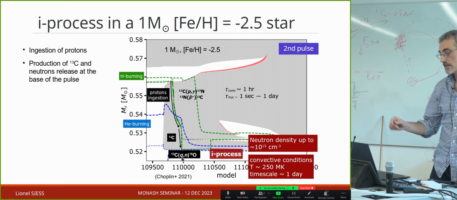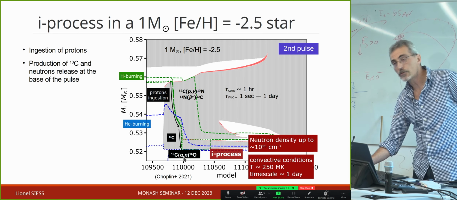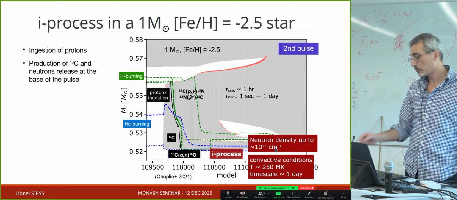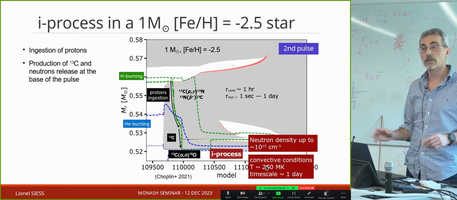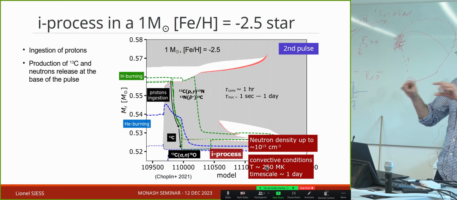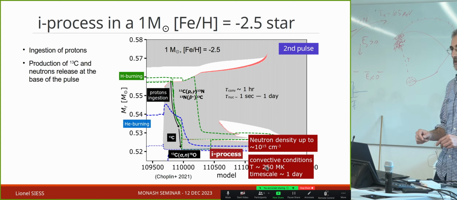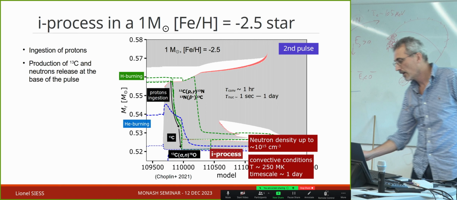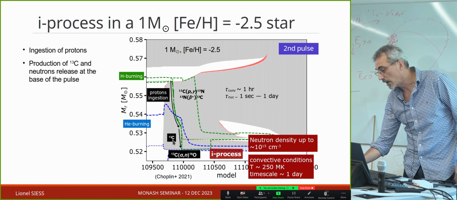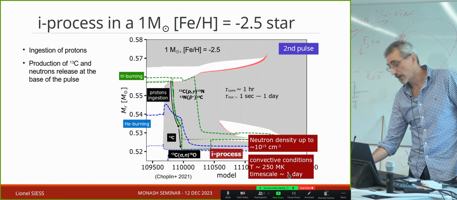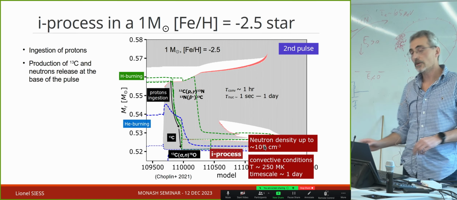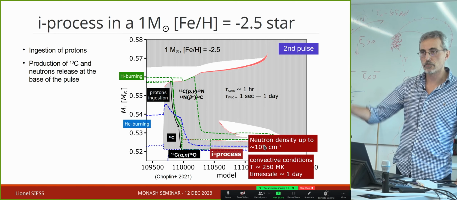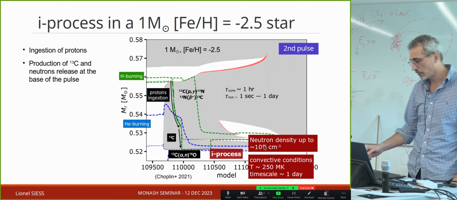But the thing is that where the neutrons are released, the temperature is much higher than in the radiative conditions. Here the temperature is of the order of 250 million degrees, while during the radiative process, typically 90 million degrees. And you know all the nuclear reaction rates depend very strongly on the temperature. So you can, for a very short period of time, typically during a day, release neutrons with a density of 10 to the 15th. And it is those neutrons that will be able to produce all these elements.